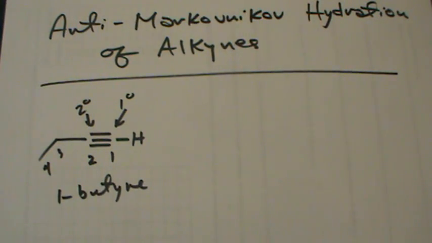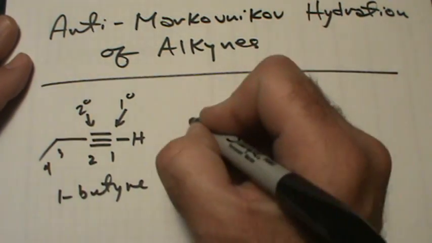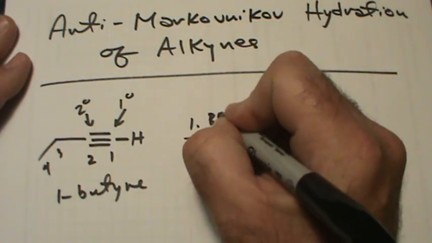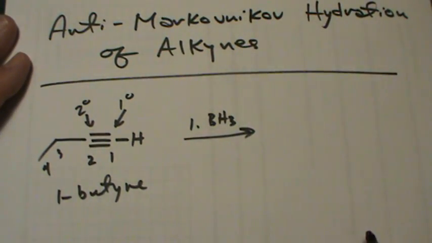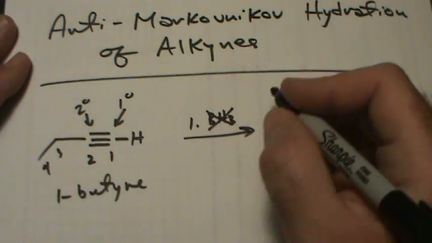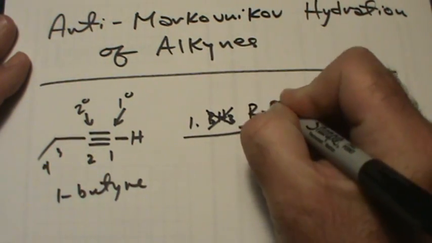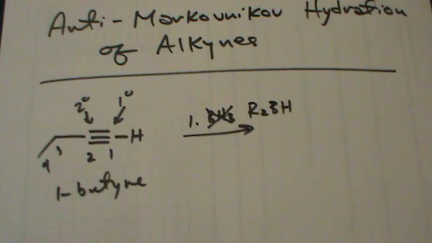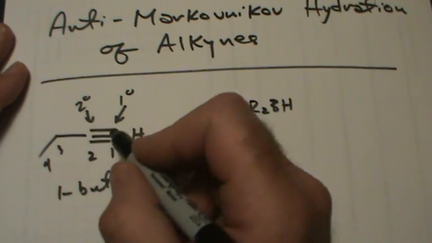So when I perform my anti-Markovnikov hydration, which I could do using borane in a hydroboration oxidation sequence, I could use BH3, but it turns out that there's a bit of an advantage to using a bulky borane where, for example, I have two R groups and only one boron hydrogen bond. Remember, a boron hydrogen bond is an essential part of the transition state in this hydroboration reaction, where I'm forming new carbon-boron and new carbon-hydrogen bonds across this pi bond here.